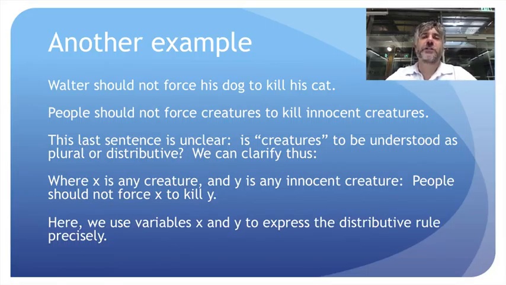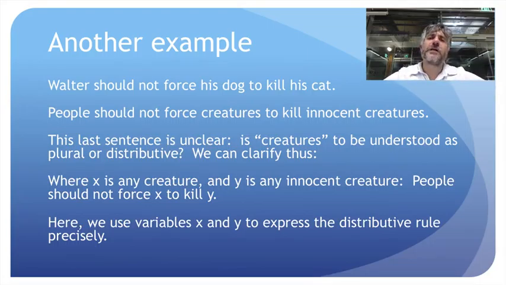But of course, I can say something even more general. I could say, "People should not force creatures to kill innocent creatures." Right? That's more general. I'm not just talking about Walter. I'm talking about people quite generally. I'm not just talking about Walter's dog, but I'm talking about creatures quite generally. And I'm not just talking about Walter's cat. I'm talking about innocent creatures quite generally. And I'm saying that a certain relationship between those three things should not hold. Right? People should not force creatures to kill innocent creatures.